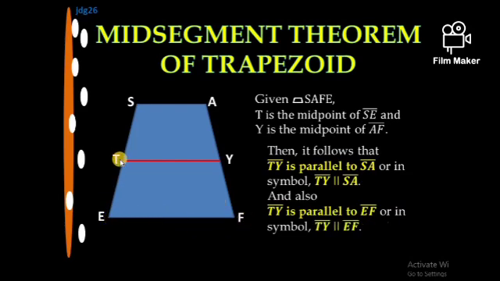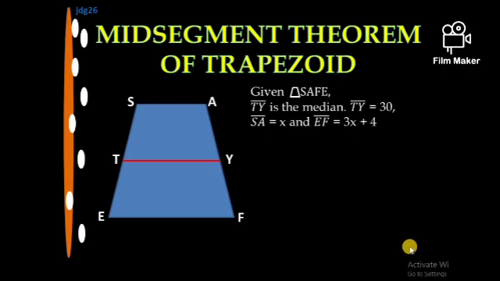So, ibig sabihin, ang midsegment ay parallel sa dalawang bases ng trapezoid. And the measure of segment TY is equal to 1/2 the sum of the bases. Ang bases natin ay segment SA at segment FE. So, i-add lang natin ang sukat ng dalawang base divided by 2 para makuha natin ang measure ng segment TY, or the midsegment. Now, let us apply the midsegment theorem of trapezoid.